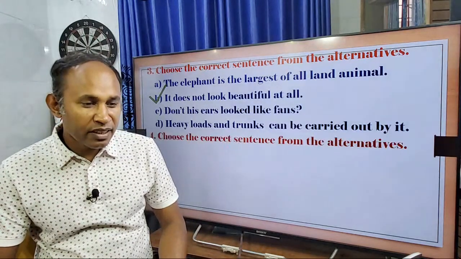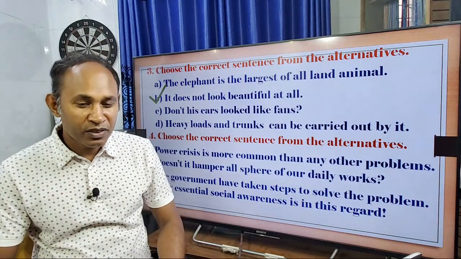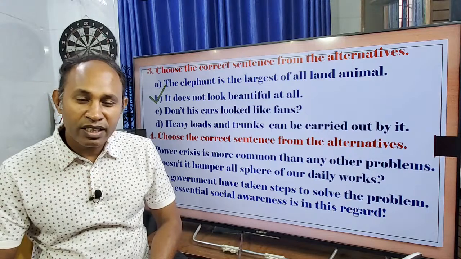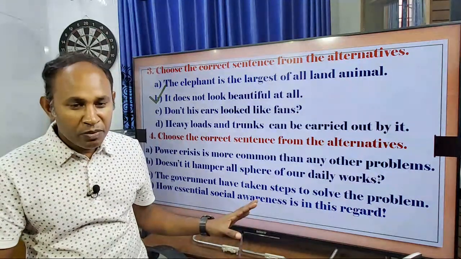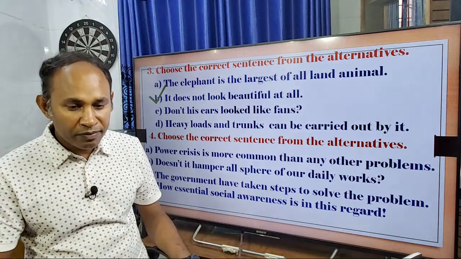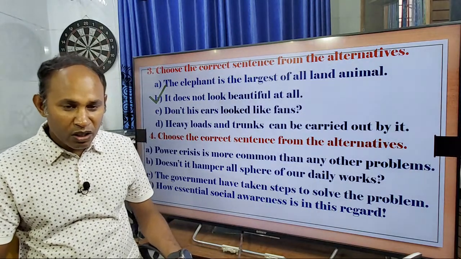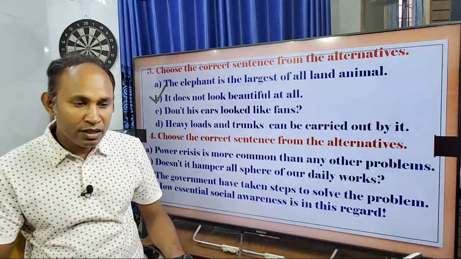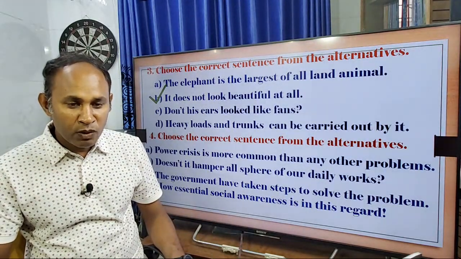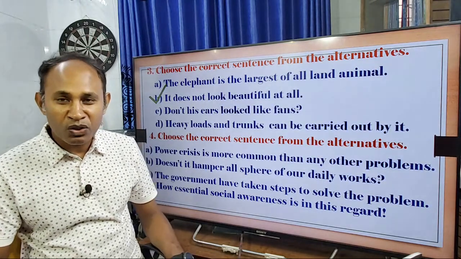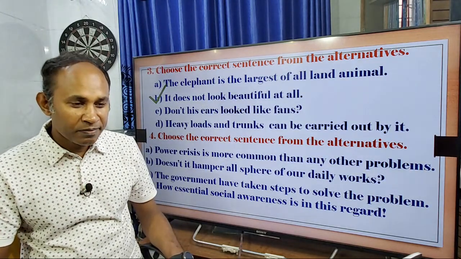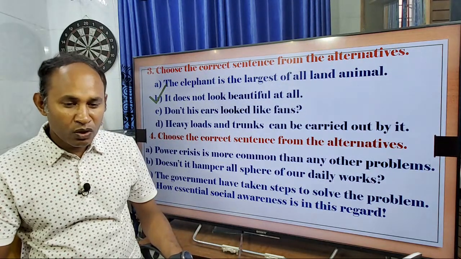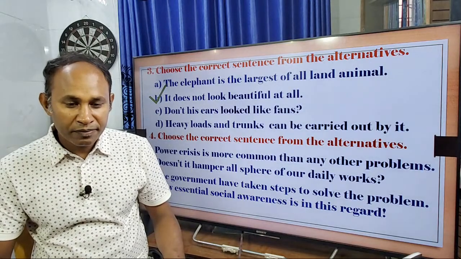Okay, let's see. Then the next question for you is here. Do you think it's tough? So choose the correct sentence from the alternatives and there are four options. Probably you can see the screen there. So your options are there and these options are related to power crisis, which is almost the talked-of topic nowadays. So you just choose your answer.